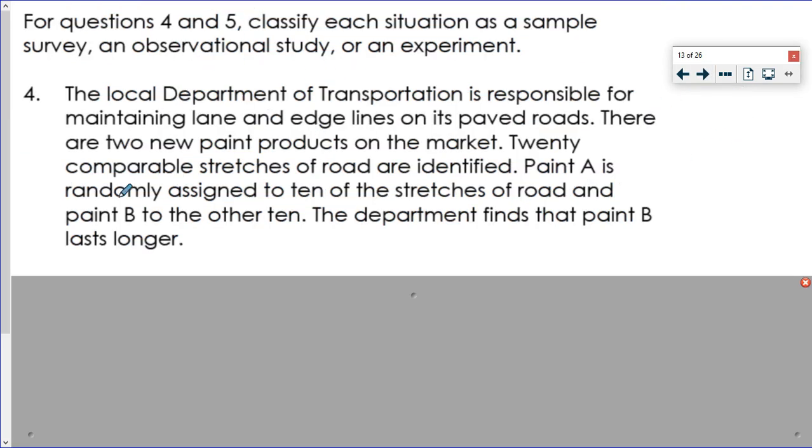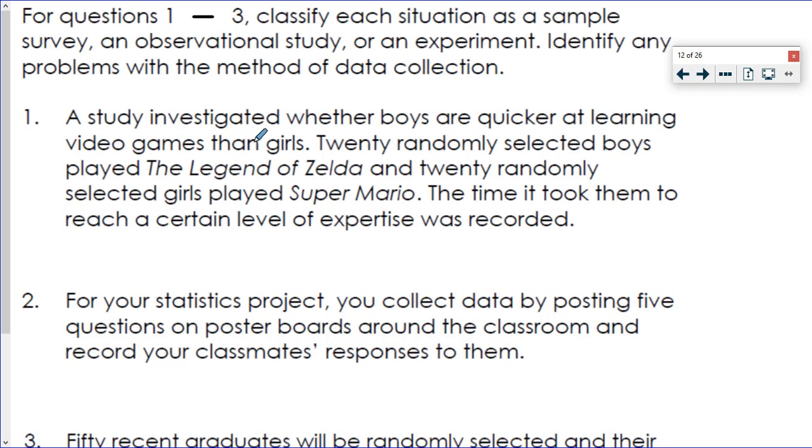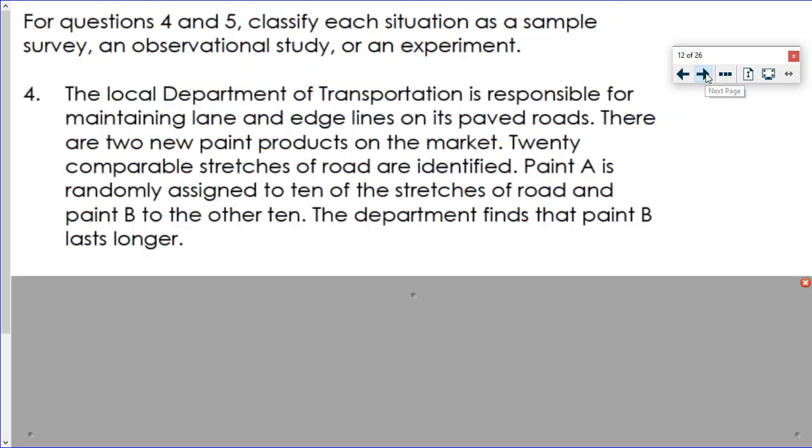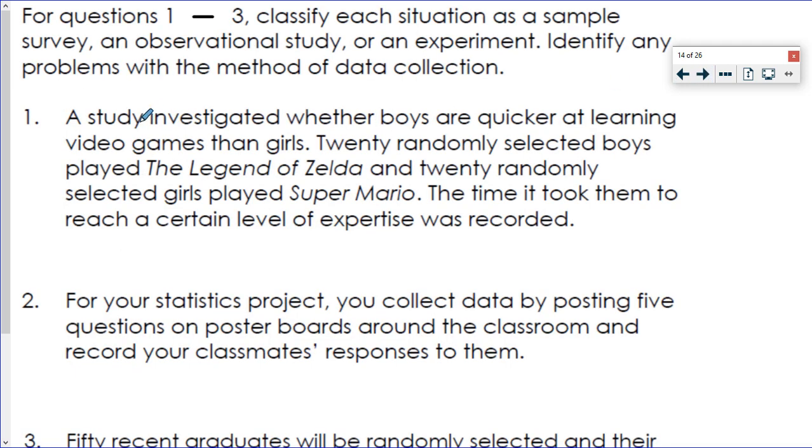So let's go through these. Actually, I think I've got this right here. A study investigating this, they had 20 boys play Legend of Zelda, 20 girls play Super Mario. Guys, this is an experiment. This data does not exist yet. All right, so this is an experiment.